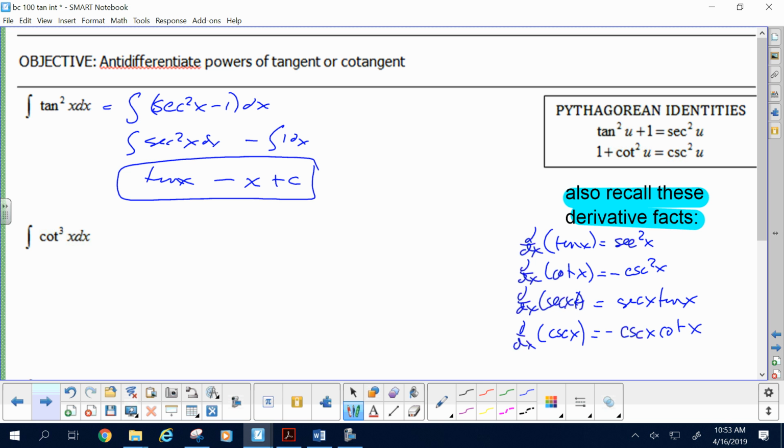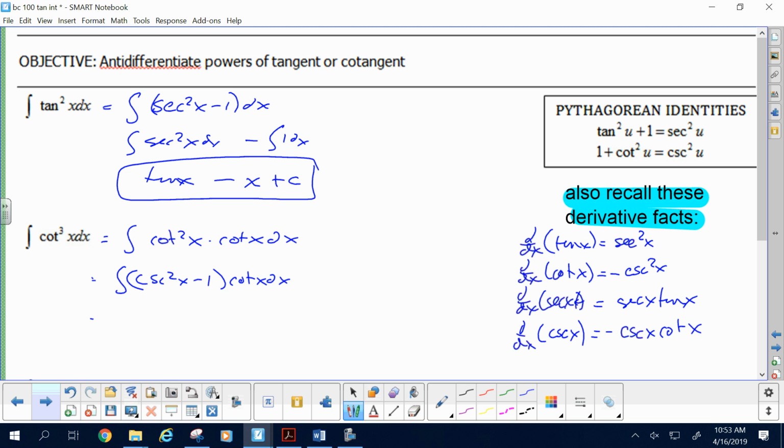Try cotangent. Actually, in the interest of time, let's go together. When you see odd, what do we typically do? Separate it into cotangent squared and cotangent. That makes it a lot like sine and cosine. Then we typically try to use an identity. What's cotangent squared like? Cosecant squared minus 1, yay?